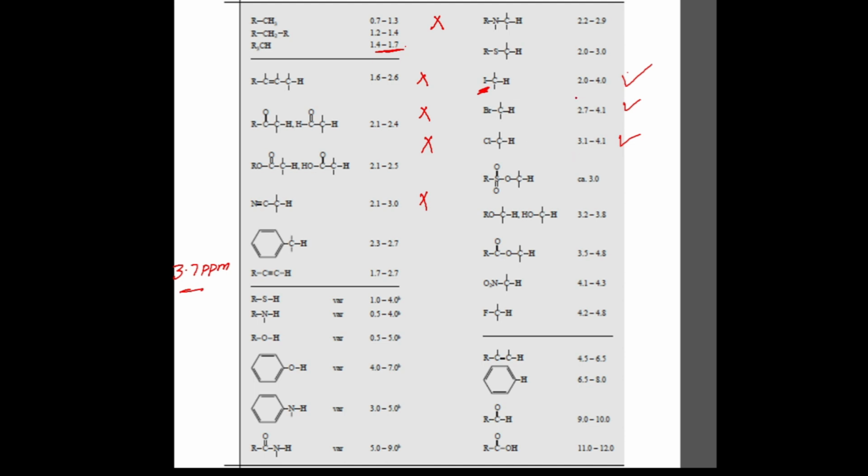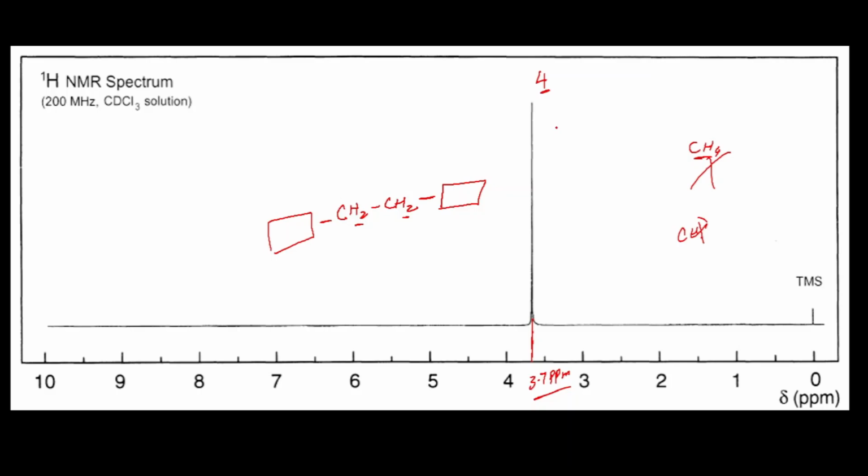Though it is coming in these three ranges, it means that some type of halogen group is attached with our structure. So now it may be bromine, it may be chlorine, or it may be iodine. So I will write it here. Chlorine may be present here, bromine may be present here, and iodine may be present here.